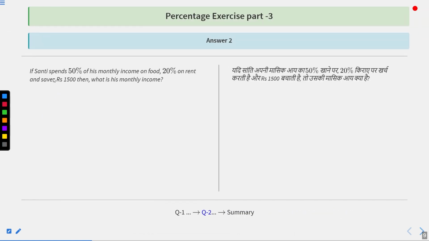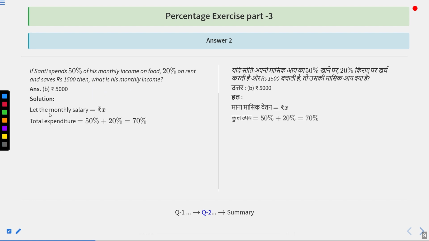Now, the question was that Santi spent 50% of his monthly income on food, 20% on rent, and savings are rupees 1500. So the expenditure of Santi on various things was given and saving was also given. We have to find the monthly income of Santi. Now, let the monthly salary be X rupees. Then total expenditure in percentage is 50% plus 20%, that is 70%. And savings are 30% because total income is always considered to be 100%. And out of that 100, Santi is spending 70% on food and rent. So the remaining 30% is savings.